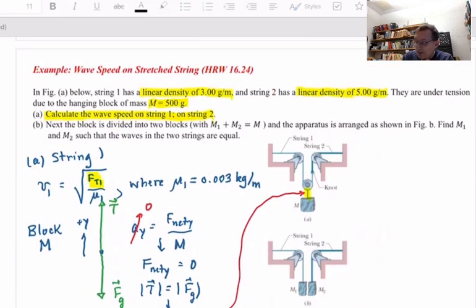Because string 1 and string 2 are tied together with a knot at their ends. Now I know what the tension is in string 1. That's determined by that load, that block. But what's the tension in string 2? If your intuition is that the tensions in the two strings are equal, that's correct. Because if the tensions in the two strings weren't equal, then something's going to be moving. But nothing's moving. But let's be a little bit more clear than that.